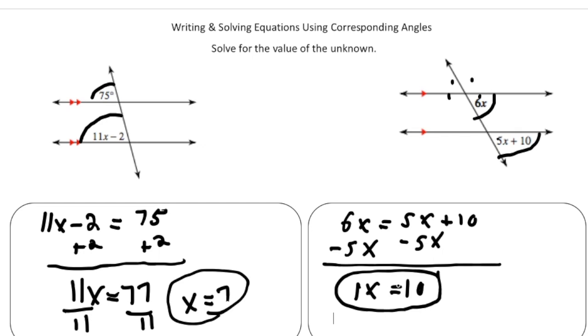The big thing about corresponding angles is when you have two parallel lines intersected by a transversal, the angles in matching categories or locations are corresponding and they're equal. So why don't you pause the video and try the your turn problems now, and then when you're done, hit play and you can see how you did. All right. Good luck.